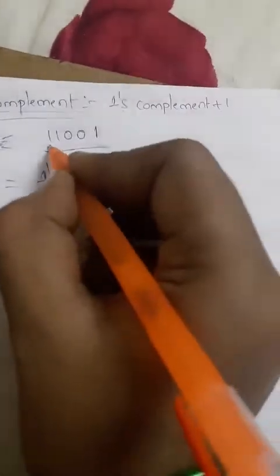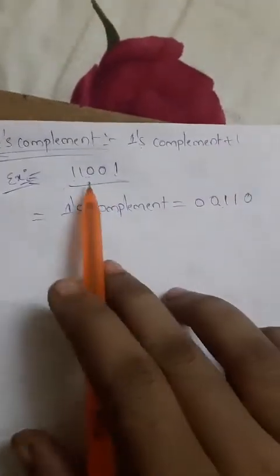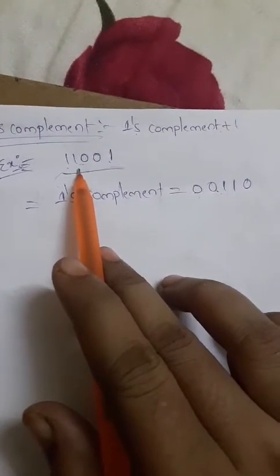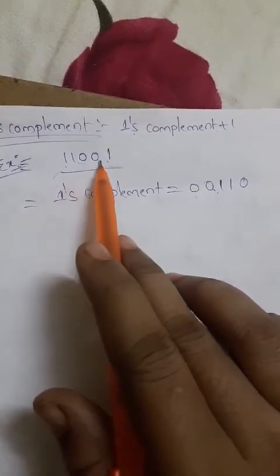Okay, so that means 0 is replaced with 1, and 1 is replaced with 0. So 1 becomes 0, double 0 becomes double 1, and 0 becomes 1. So this is our 1's complement number for this binary: 1 0 0 1 1 0.